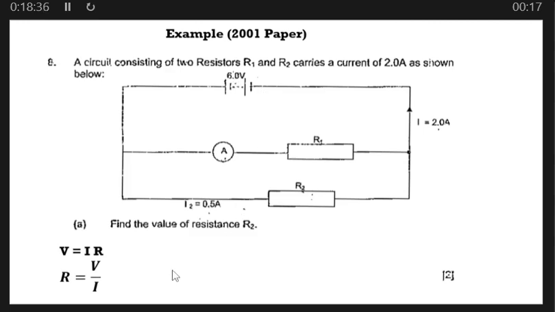So for us to find this resistance, we'll just get the voltage across, which is the same, put it here, and the current flowing through resistor R2, which is 0.5, we put it here. So R is equal to 6, which is the voltage, divided by 0.5, which is the current flowing through it. When we divide 6 by 0.5, we get 12 ohms as the resistance. So the resistance of R2 is 12 ohms. So we can move to another question.